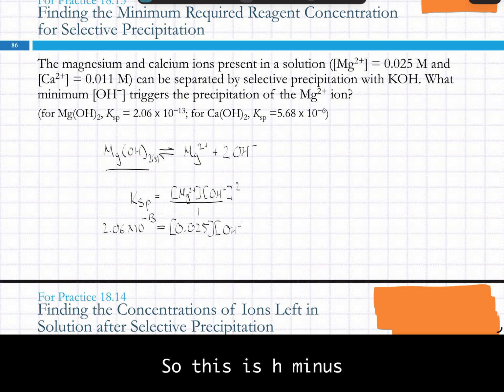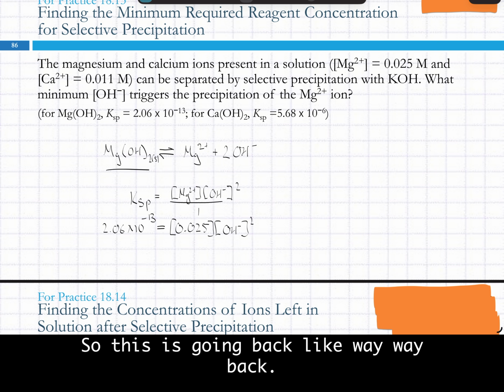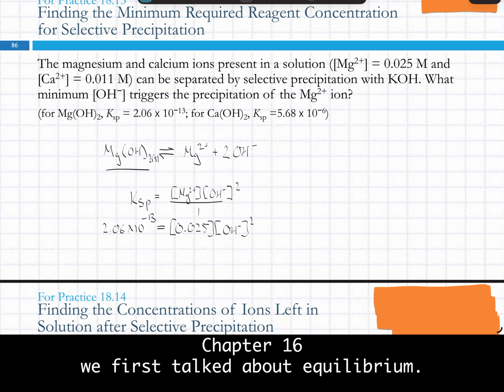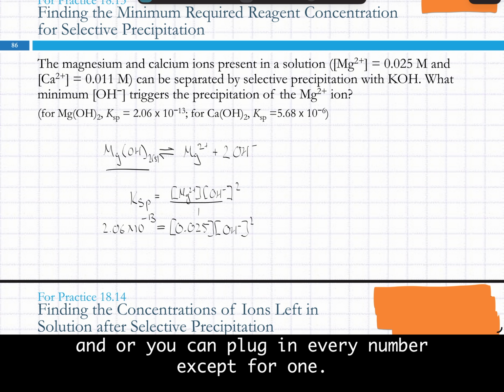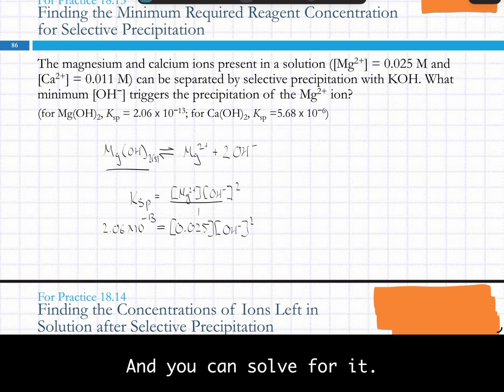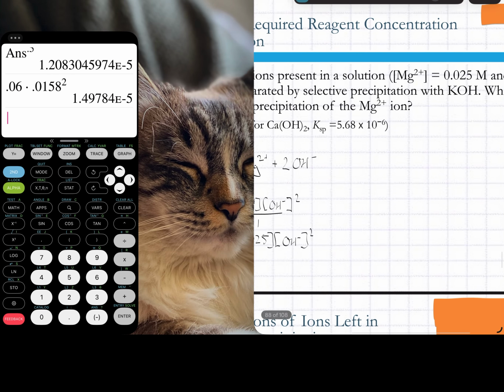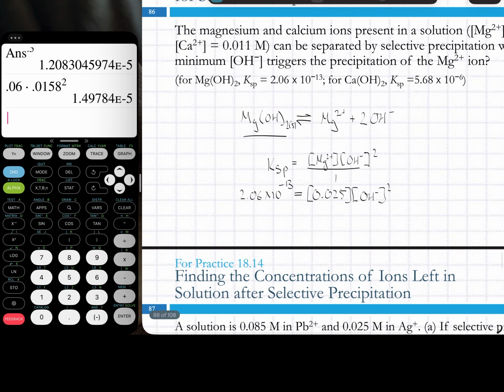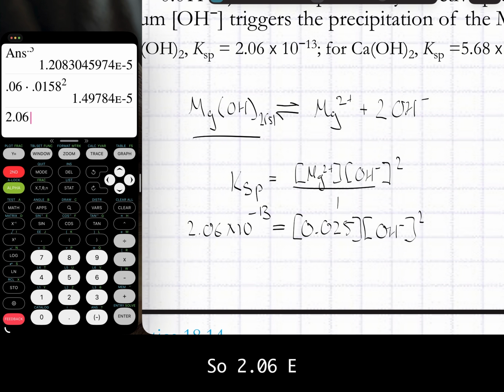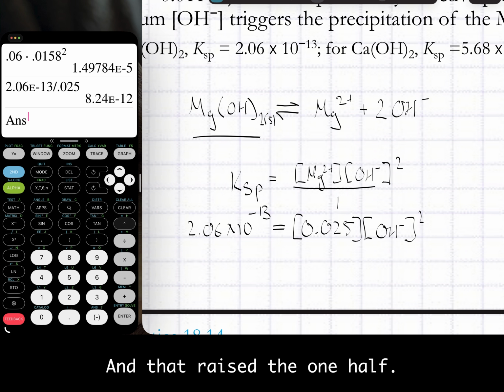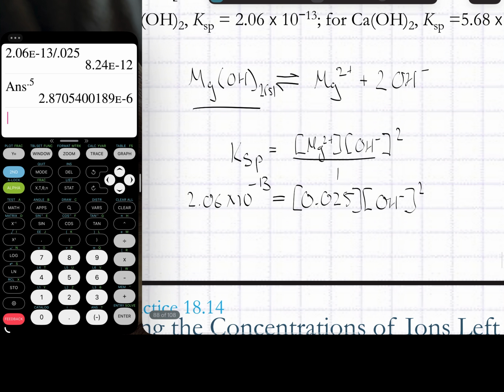So this is OH minus squared. All right, so this is going back like way back, chapter 16. We first talked about equilibrium, and it's like you can plug 2 things in, or if you can plug in every number except for 1, then you can solve for it.